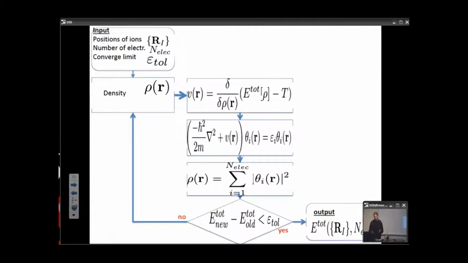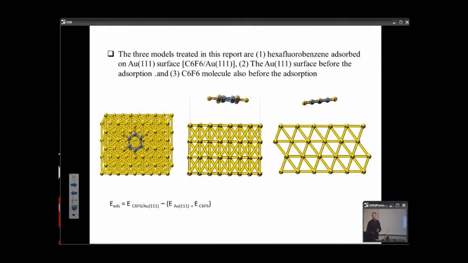We have the position of electrons, number of electrons, and coverage limit. You have the density, and then you compute it over this matrix. We have the potential here, and you can also find the kinetic energy and the total density. Then over the matrix, if the total energy difference is less than the threshold, yes, go to the output; no, go back and change the density again.